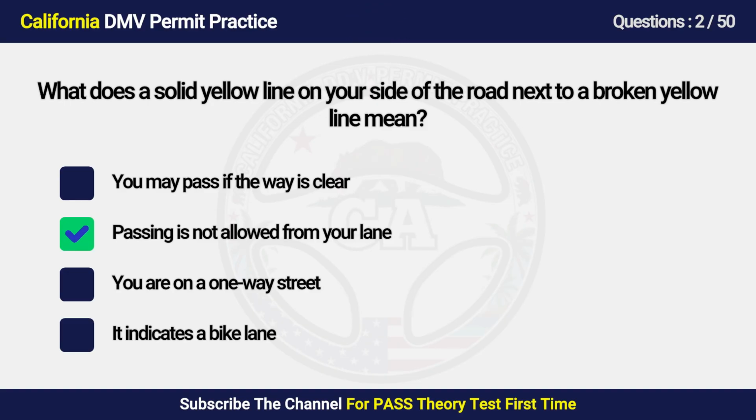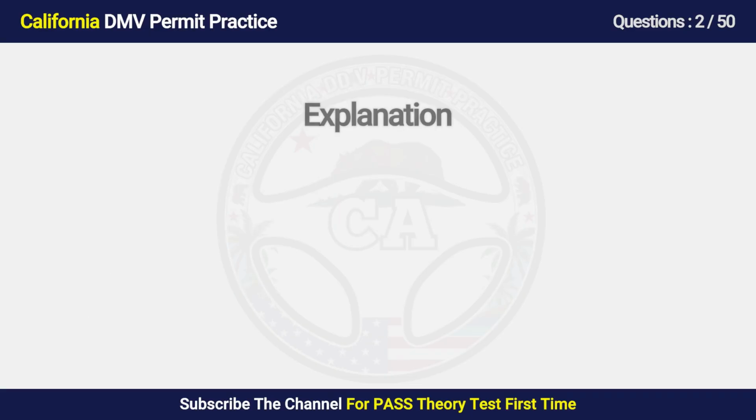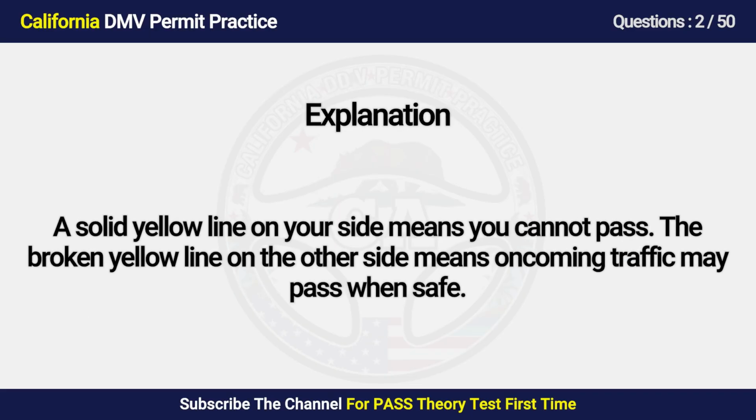Answer is B. Passing is not allowed from your lane. A solid yellow line on your side means you cannot pass. The broken yellow line on the other side means oncoming traffic may pass when safe.